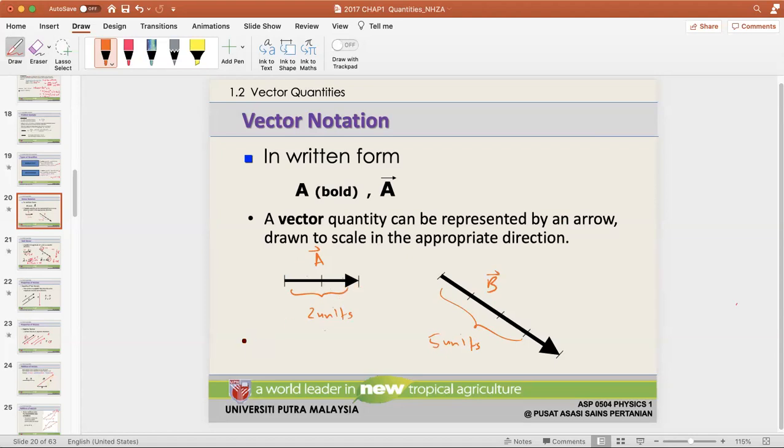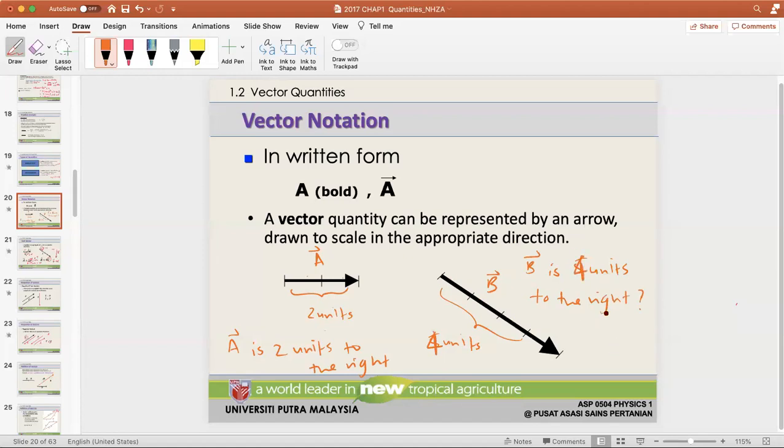Vector A is 2 units to the right. Remember, a vector has magnitude and also direction. And so how do you describe vector B? Vector B is 5 units to the right. Is that right? No. Is B 4 units or 5 units? 1, 2, 3, 4. 4, sorry. Thank you. Okay, 4 units.